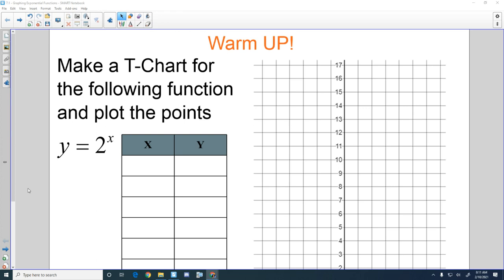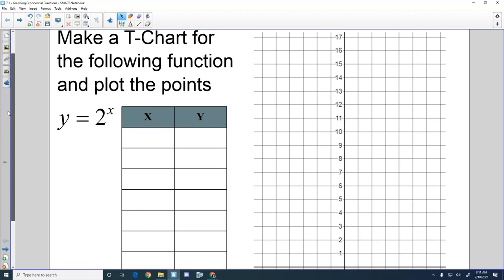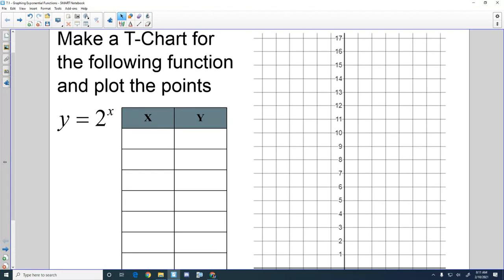All right, so let's take a look and try to get a general idea for the shape of this basic exponential function, y equals 2 to the x. Again, the variable is in the exponent position. That's a little new for us. That's what makes it an exponential function.